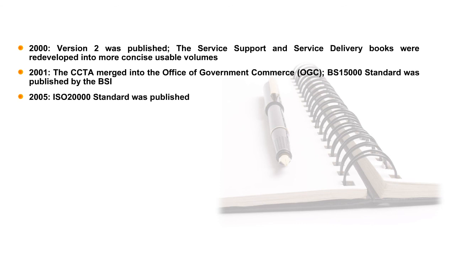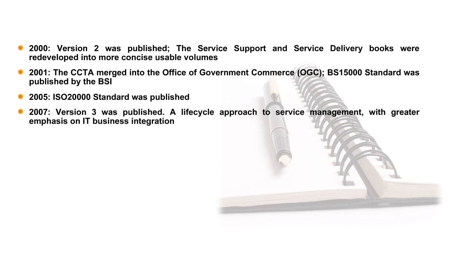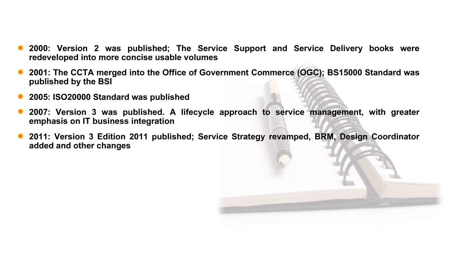In the year 2005, ISO 20000 standard was published to complement the framework. In the year 2007, version 3 was published, a lifecycle approach to service management with greater emphasis on IT business integration. In the year 2011, version 3 edition 2011 was published, Service Strategy revamped, BRM, Design Coordinator added and other changes were included, looking at the current changes in the organizations across the globe. Let us move on to our next slide.